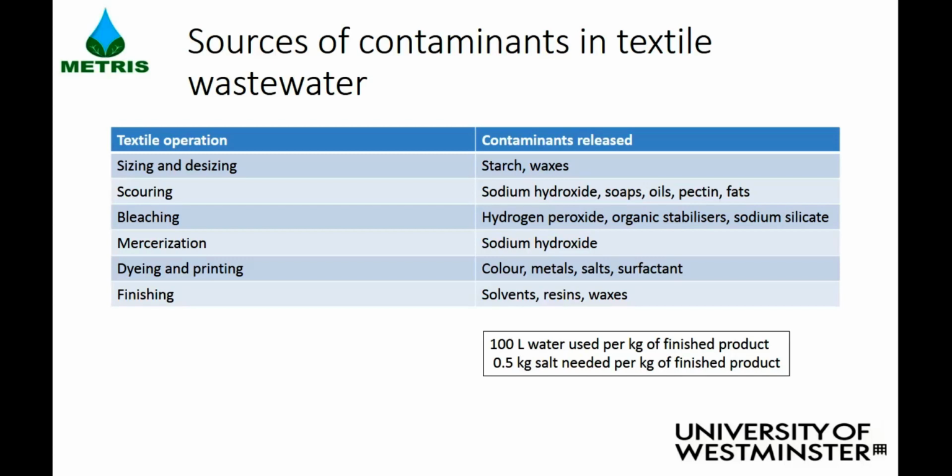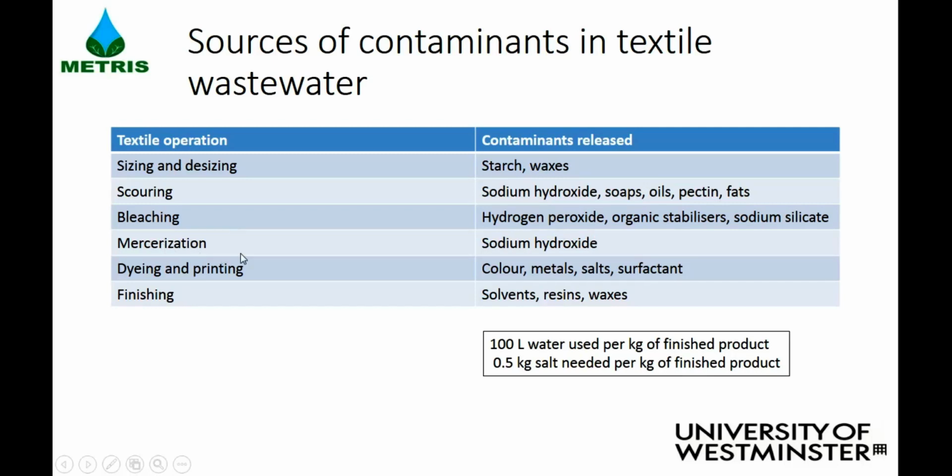So what you have here are examples of operations involved in textile processing and the type of contaminants involved. In sizing, you have starches and waxes added. In scouring operations, you have sodium hydroxide. When it comes to bleaching the fabric, they use hydrogen peroxide. They also add other things like organic stabilizers and sodium silicate. When it comes to mercerization, they use sodium hydroxide.